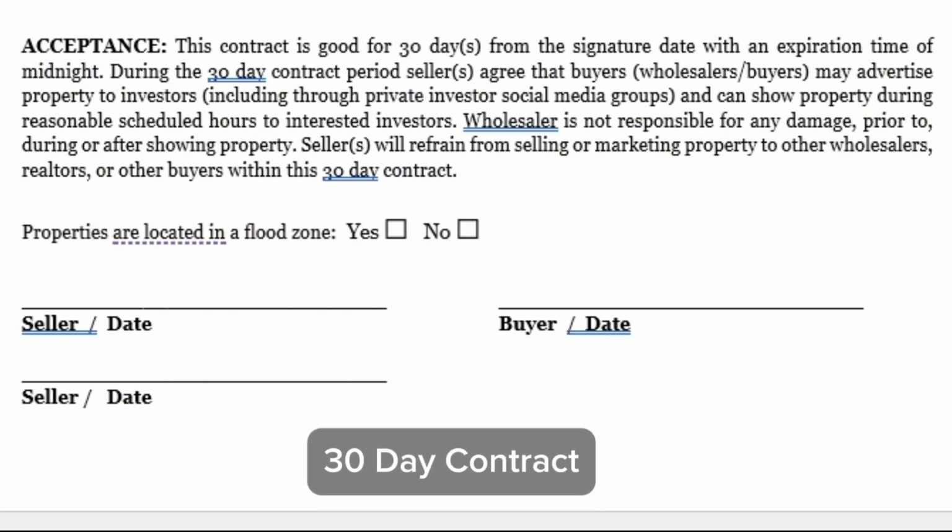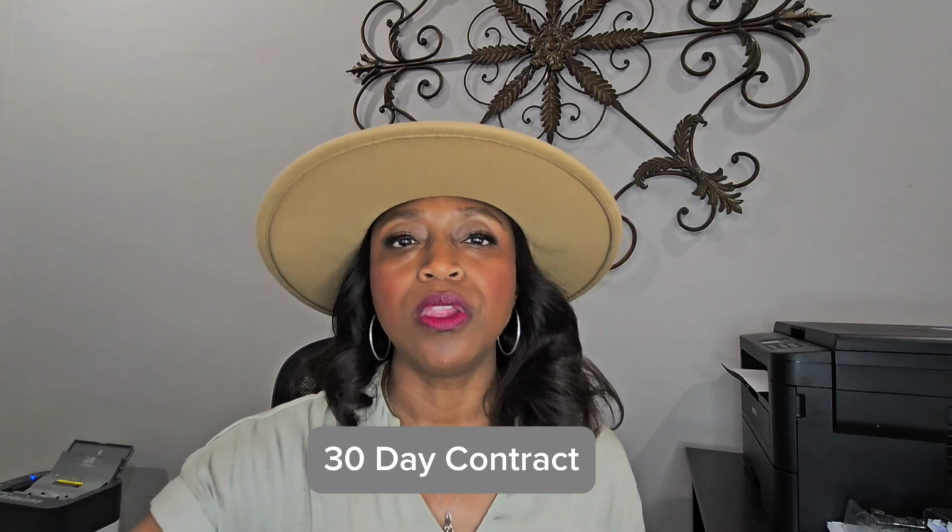Let's look at the 30-day contract period again. Within this 30-day contract period, you can set your own parameters. I usually go 30 days unless I feel like the property may be a little bit harder to sell within the 30-day period, depending on what the market conditions are. So you can extend this contract to 45 days, 60 days, whatever you feel that the seller is willing to actually allow you to attempt to sell the property. So that's the first thing.